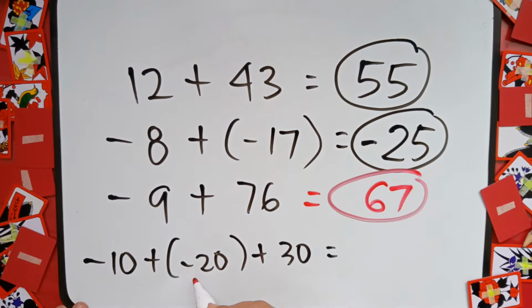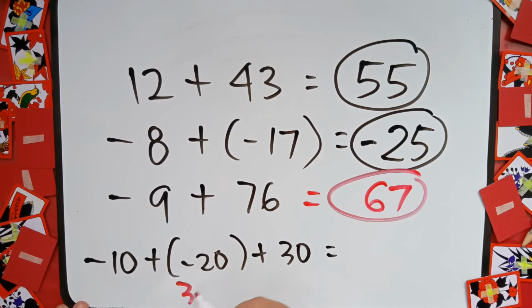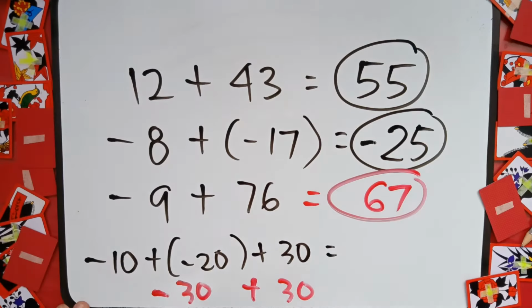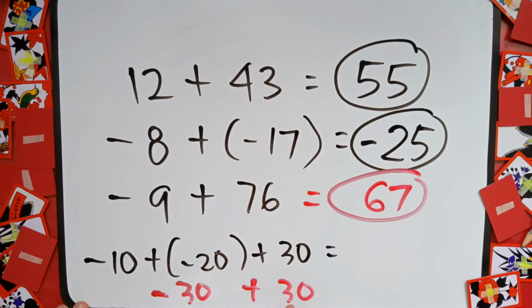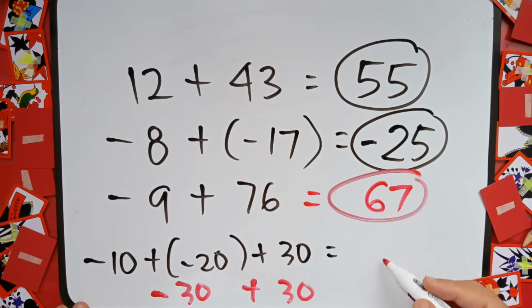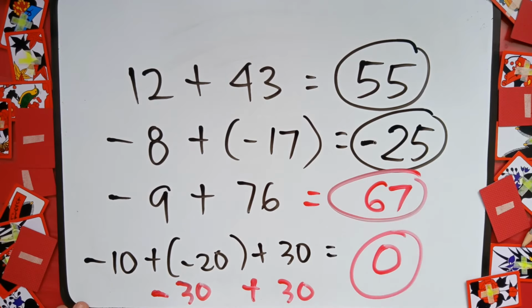Same sign. Add the absolute value. 10 plus 20 is 30. Then copy the common sign. Negative. Plus 30. Negative 30 plus 30. Different signs. Negative, positive. So you have to subtract the absolute value. 30 minus 30 is 0. So that's it.